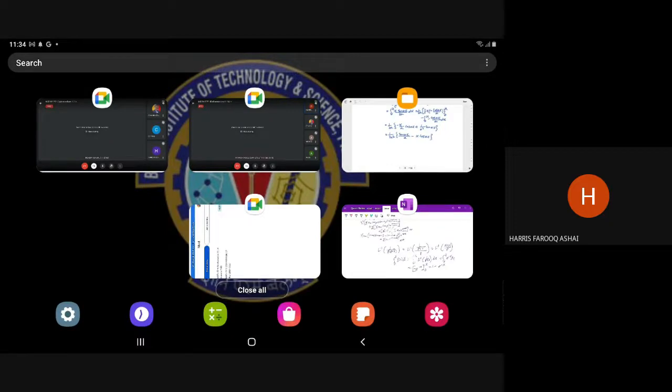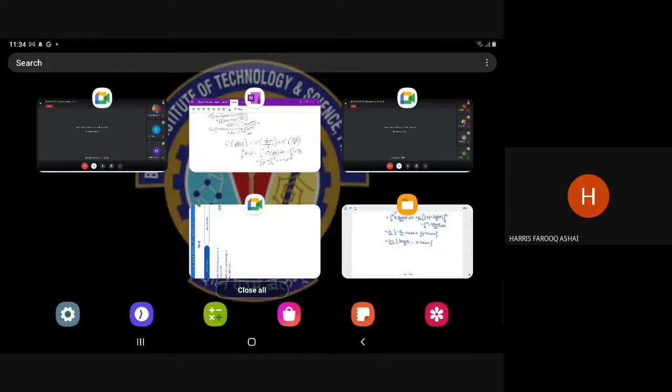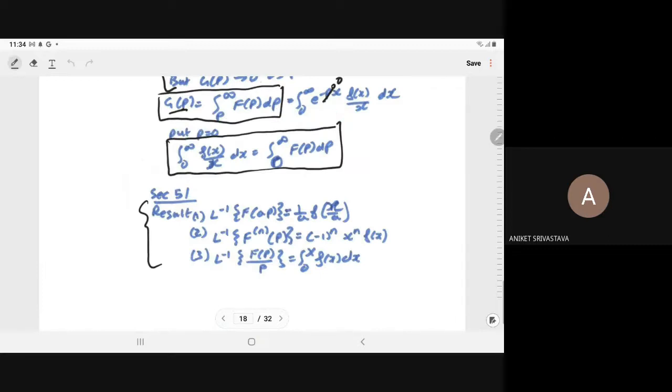Any doubt, anyone? Sir, can you show the third result again, please? L inverse of f(p) upon p is equal to the integral from 0 to x of f(x) dx. Okay, sir. Thank you.